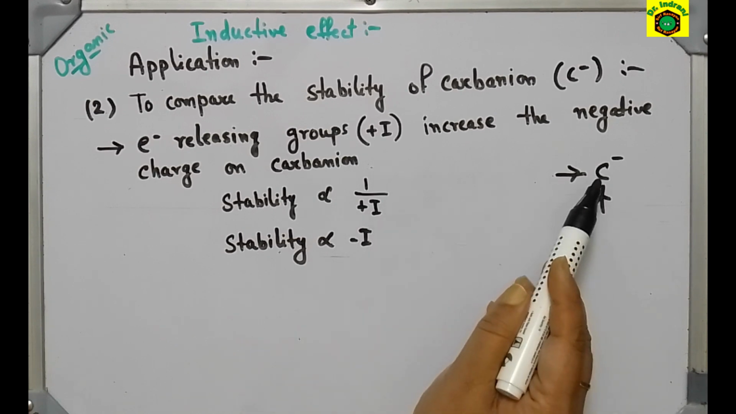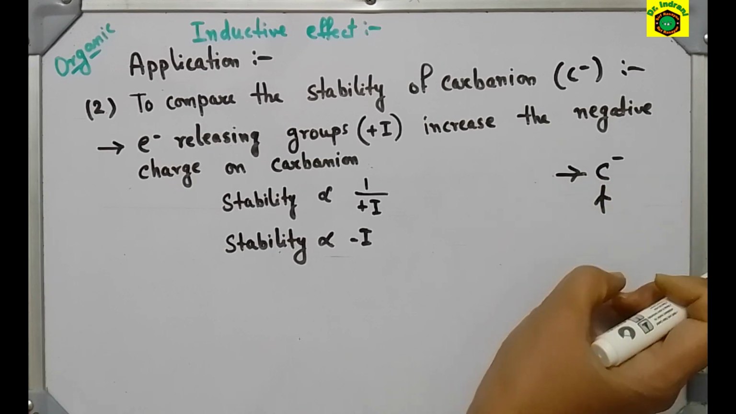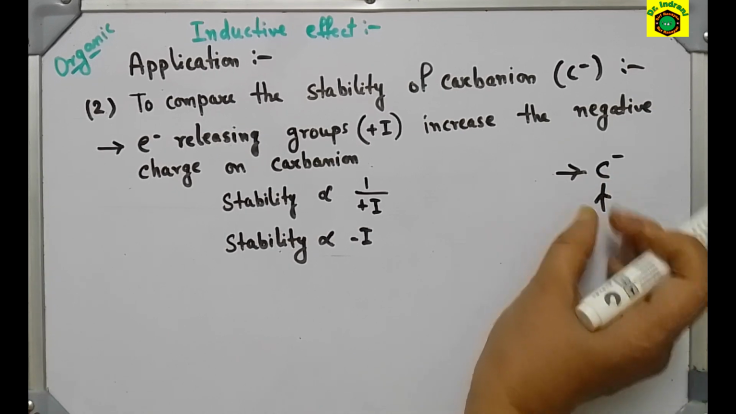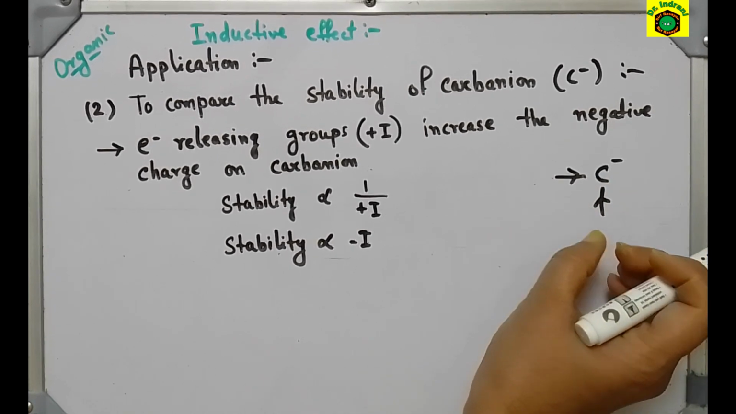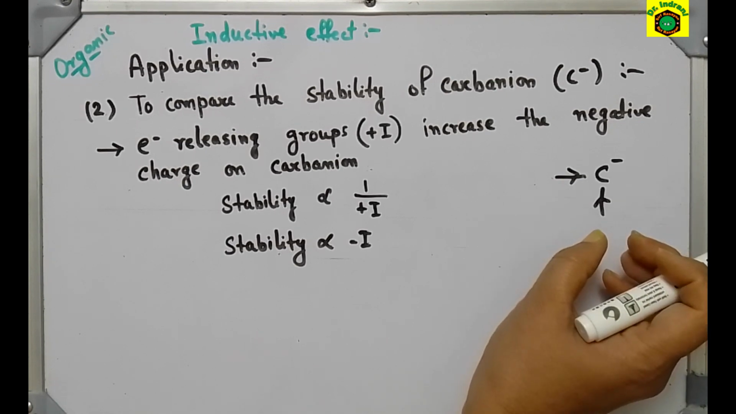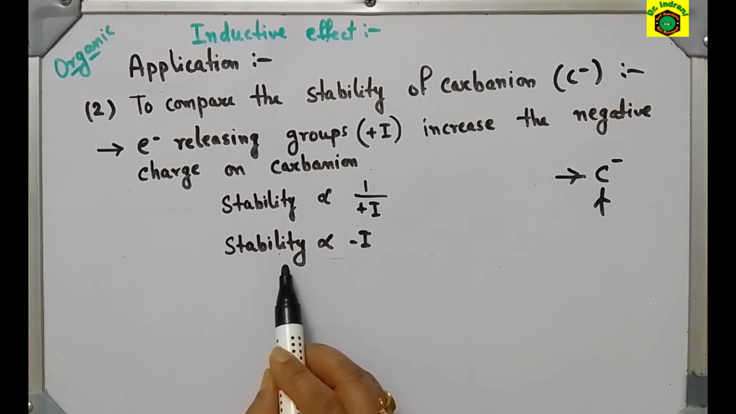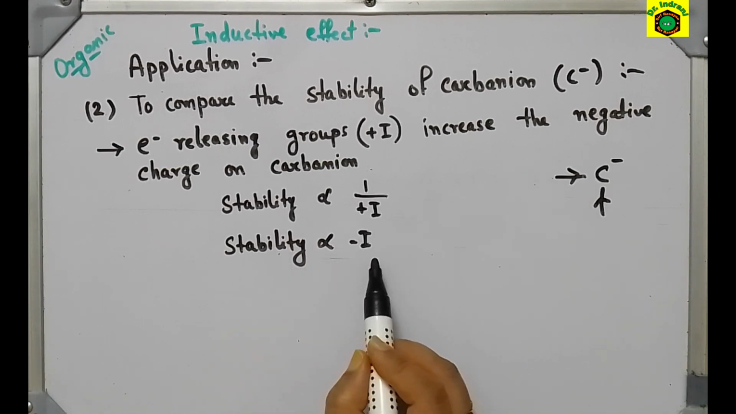And if with adjacent position of carbanion there is one electron withdrawing group, means group having minus I effect, it will abstract electron density from this negatively charged carbon, and charge neutralization will take place to some extent and species will become stable. So stability of carbanion is directly proportional to minus I effect.